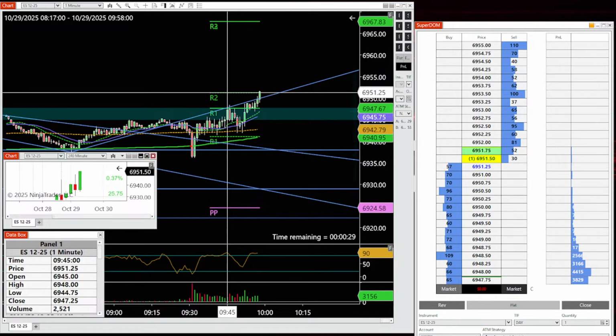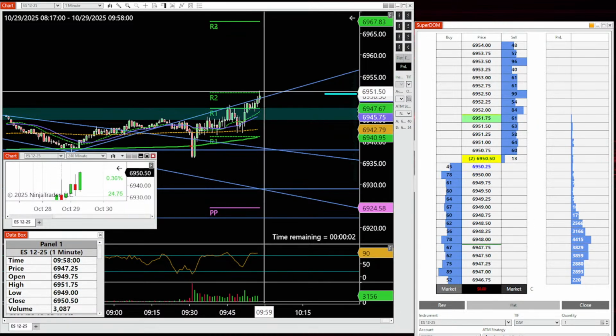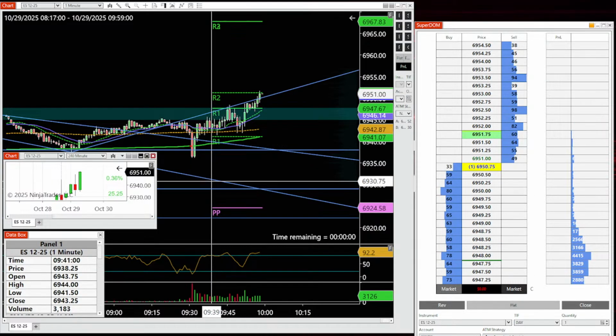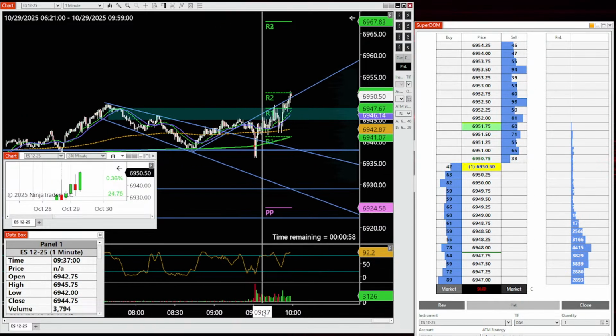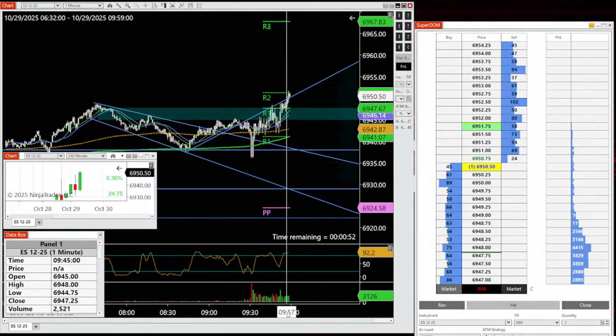We've got 3 minutes before the next 4-hour bar opens up. Okay. So we broke above the trend line. And we've got to hold above 50.